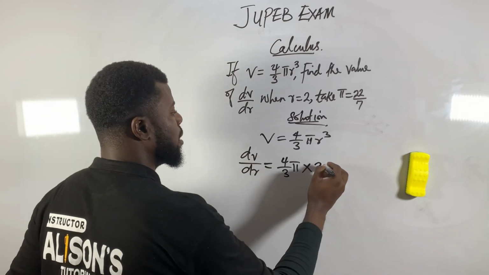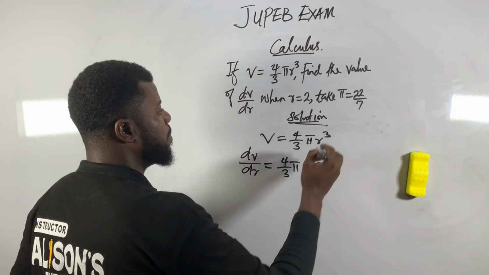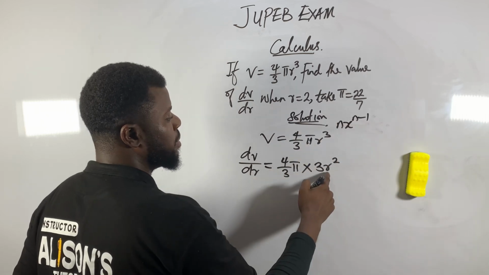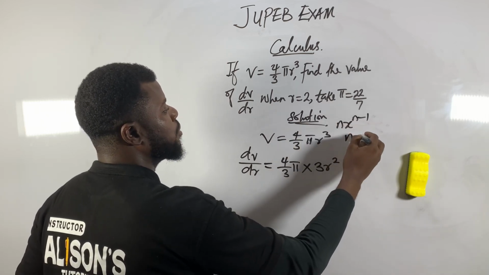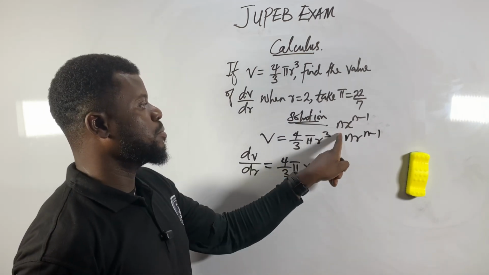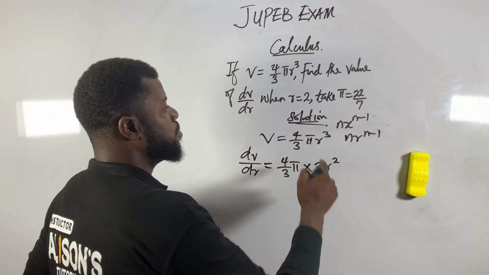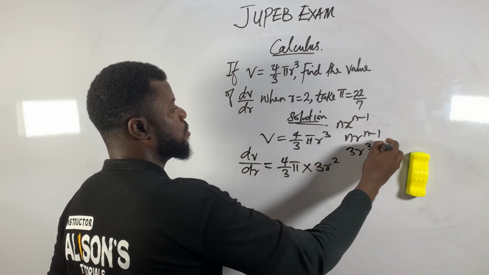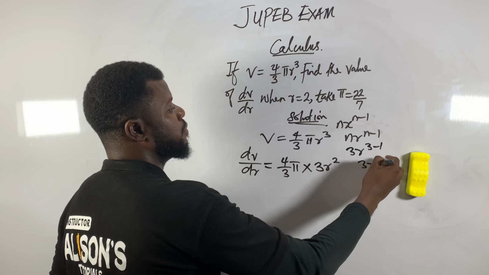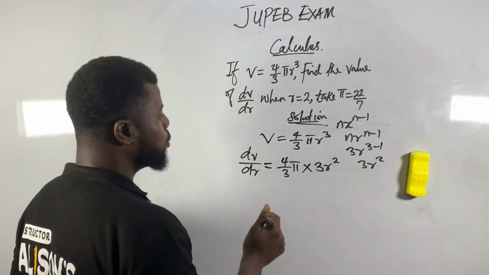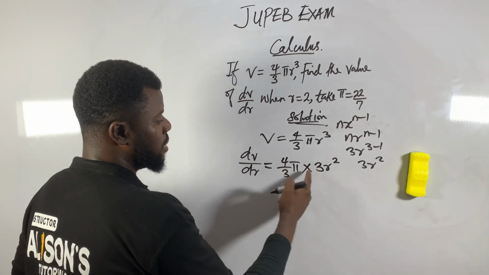Now, 3r squared, if you apply nx to the power of n minus 1. This time it is not x but r, so n r to the power of n minus 1. The power we see now is 3, so anywhere you see 3, put n, so it is 3r to the power of 3 minus 1, which is 3r to the power of 2. That's how we get this one. I hope that is good. So you see that this 3 and this one will cancel.